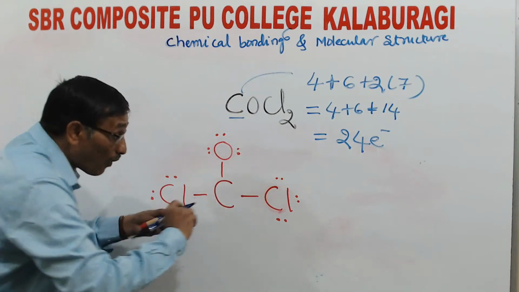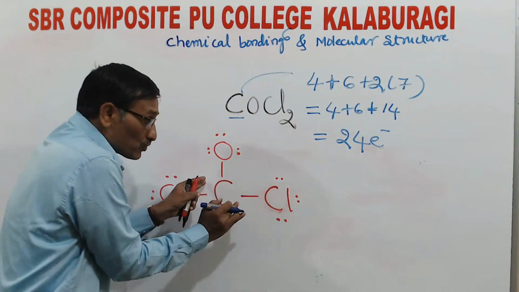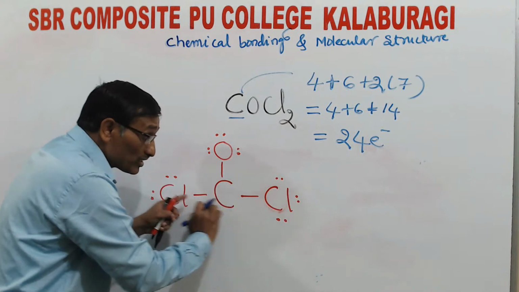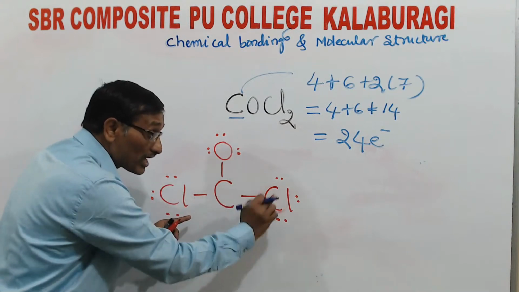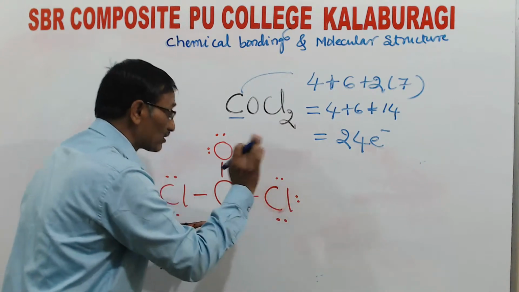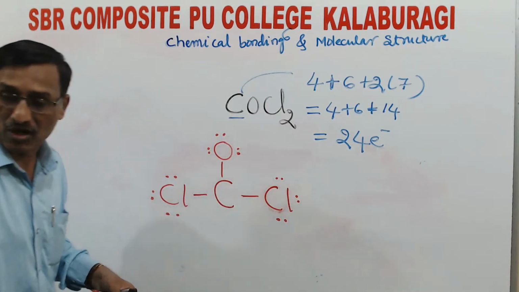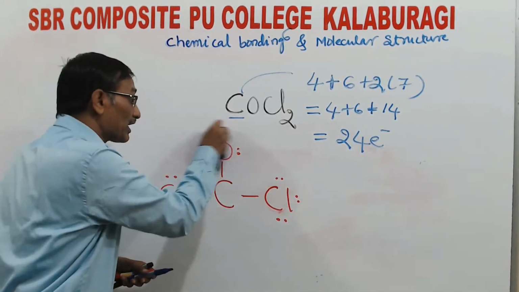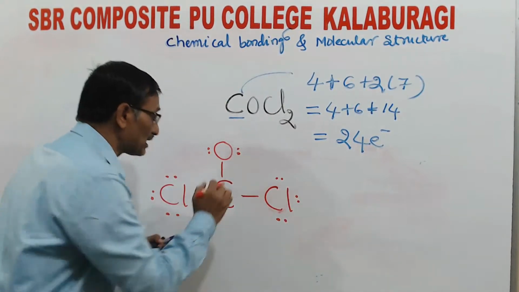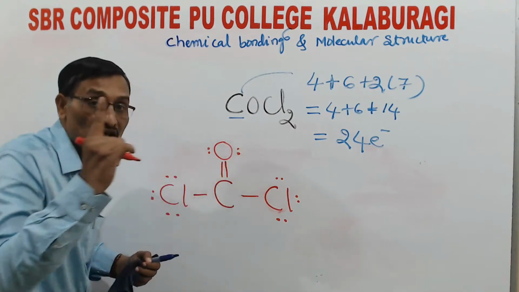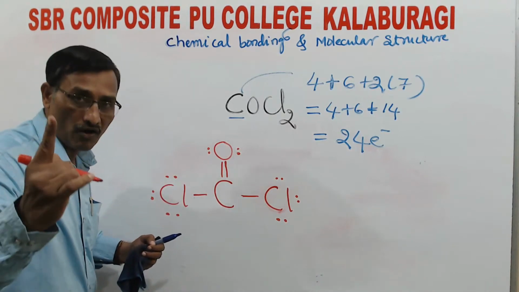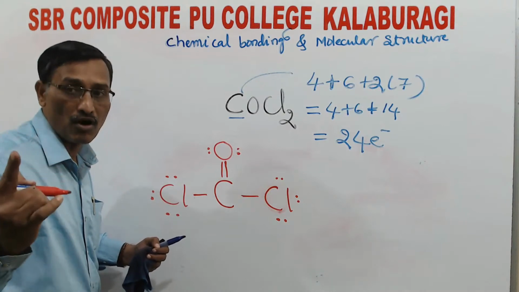Your question is, why not a double bond between these two? Is it correct? No. Both chlorine atoms have already acquired octet configuration, 8 electrons: 1, 2, 3, 4, 5, 6, 7, 8. That means one pair of electrons I will involve in multiple bonding, because oxygen can form a double bond.